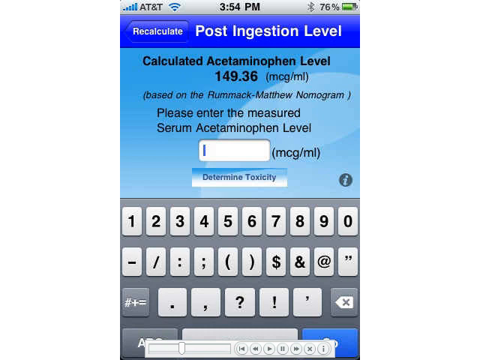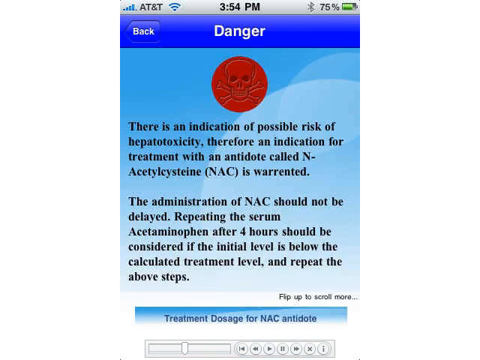The physician then enters the measured serum acetaminophen level drawn by the laboratory and then determines whether toxicity occurs. In this demonstration, the physician entered 160 micrograms per ml as the measured serum acetaminophen level drawn by the laboratory. He then determines the toxicity. In this demonstration, there is an indication of a possible risk of hepatotoxicity. Therefore, an indication for treatment with an antidote called N-acetylcysteine, NAC, is warranted.